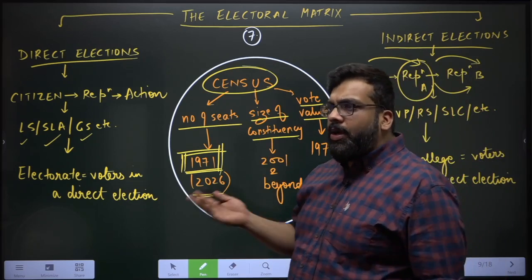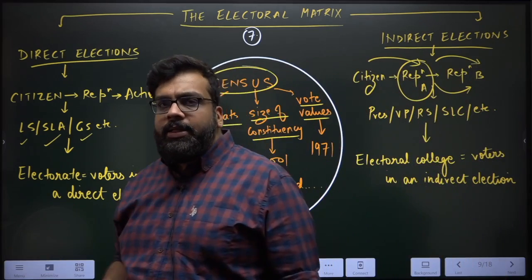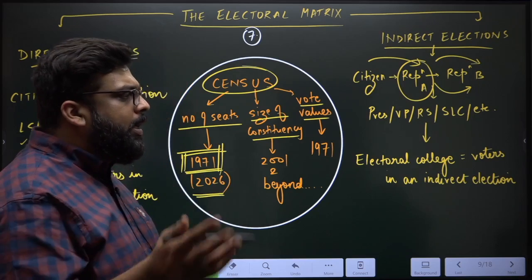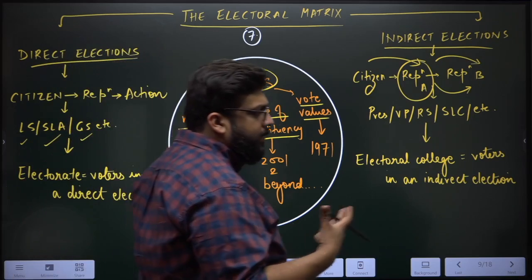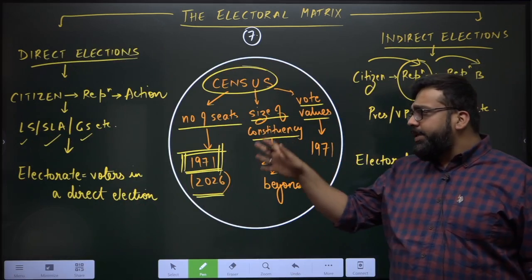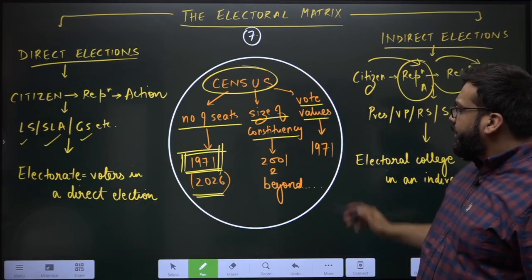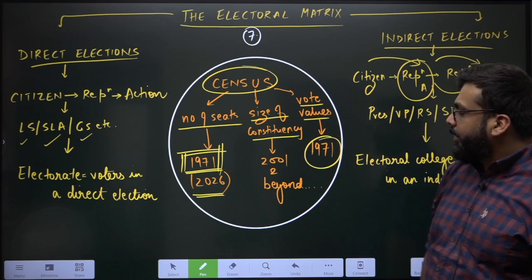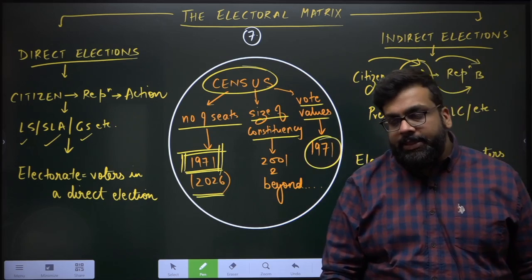Size of the constituency can be updated through the most recent census, whether it's 2001 or 2010 or 2011, which is the last proper census that happened, because the 2021 census could not happen due to the pandemic. This was also in news with respect to the delimitation exercise in J&K. And third, of course, the vote values are also determined on the 1971 census.